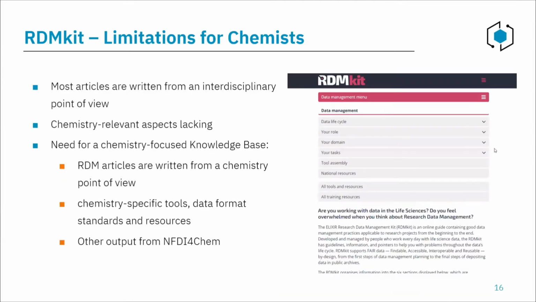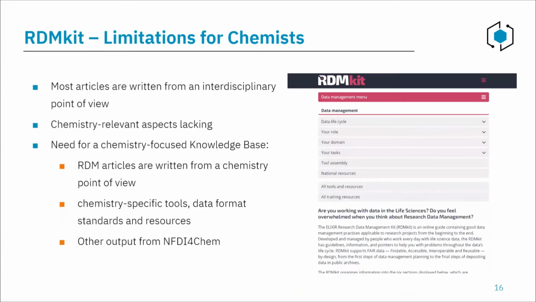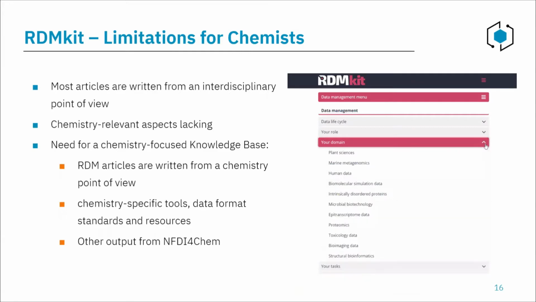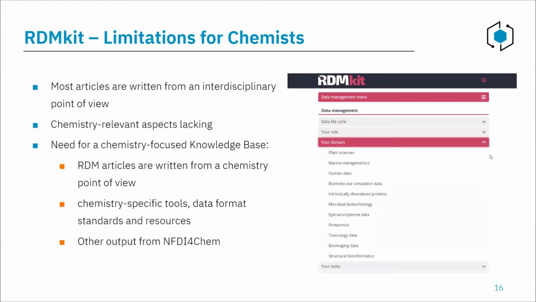The limitations for chemistry. So here the articles are really written from a very interdisciplinary point of view and very general. So there are a lot of aspects that don't necessarily apply to chemistry, or the chemistry-specific aspects are lacking. So it can be quite hard for chemists to actually find the information that's relevant to them specifically. So we identified the need for a chemistry-focused knowledge base, with the articles then being written from a chemistry point of view, and then via the knowledge base we will also provide chemistry-specific tools, data format standards, and external resources.